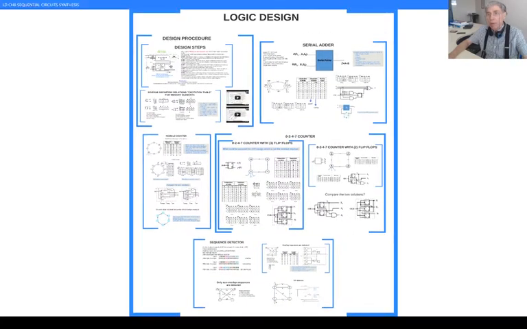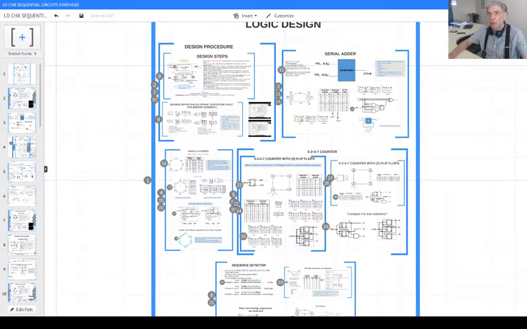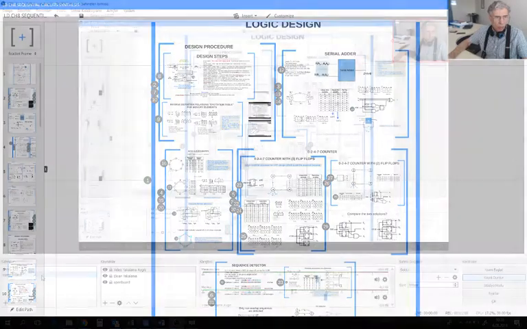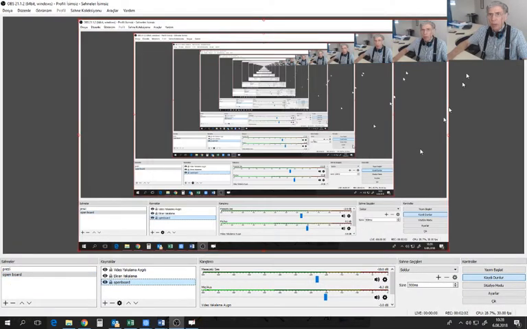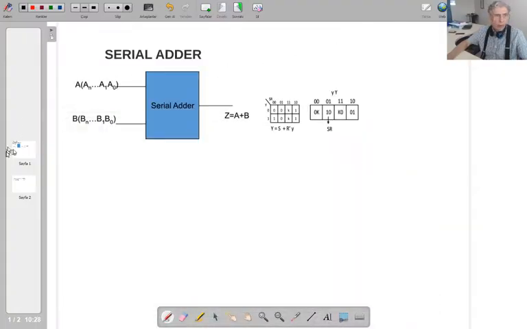Move from here, take it down, and open board, and this one here. Open board. Okay. Here you are. Now, serial ladder.